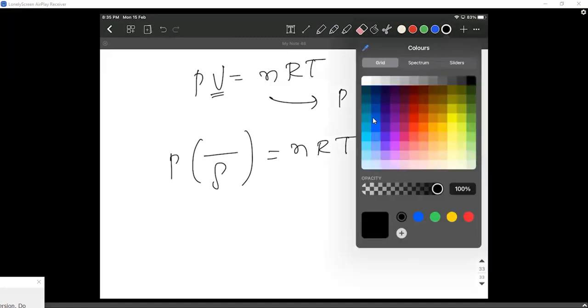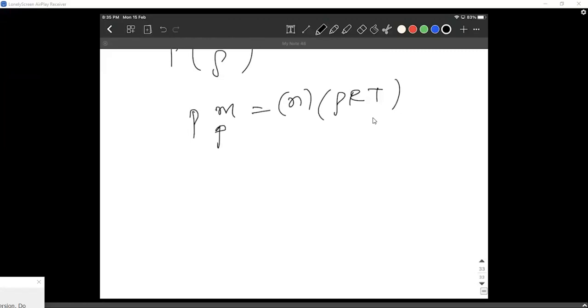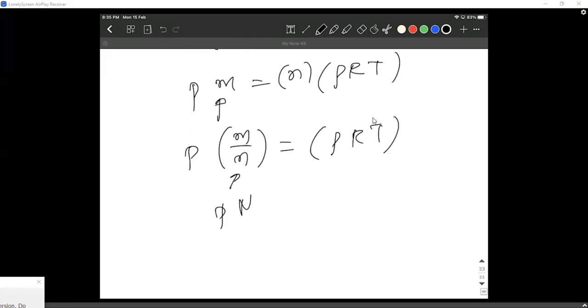Let's write the total mass of the gas as small m. Total mass of the gas, PV = mass by molecular weight times... so PM equals to N into RT. Now, since m is a total mass, I'm going to write m by n. Total mass by number of moles is basically molecular weight. So PM equals to rho RT.